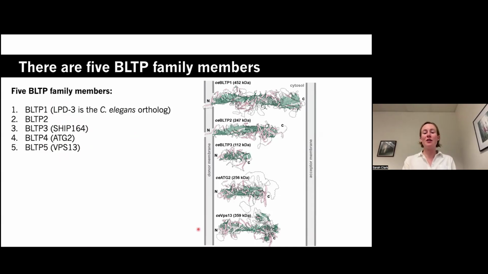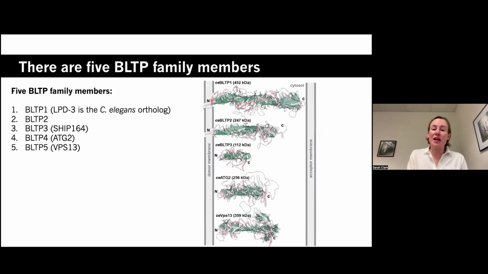If you look on the right, these are the AlphaFold predicted structures of these 5 family members from C. elegans. And you can see that overall, they have a similar architecture. They have this beta strand backbone that forms sort of a twisting shape, and it's rod-like or tube-like in general shape. It varies in length. BLTP1 is the largest. BLTP is the shortest in all organisms.